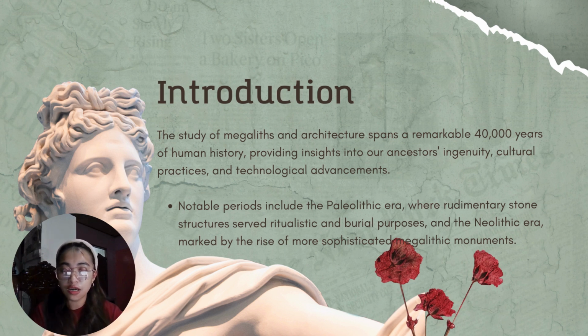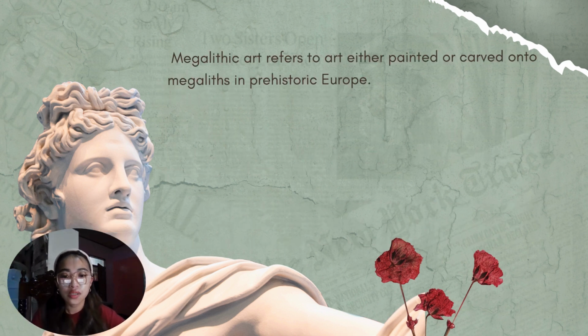Megalithic art tends to be highly abstract and contains relatively few representations of recognizable real objects. It was started in the Neolithic era until the Bronze Age. Megalithic art refers to art either painted or carved onto megaliths in prehistoric Europe.